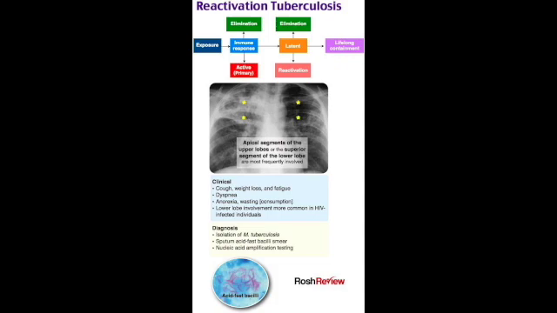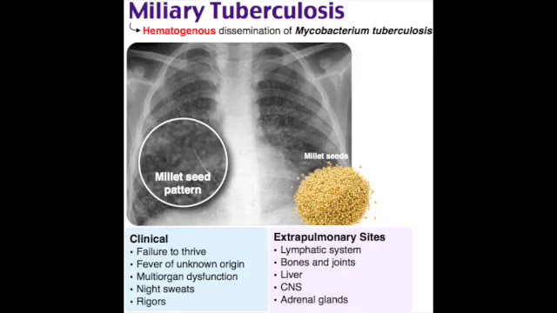Again, just to run through some of the findings in TB, we have the classic miliary TB, which is the diffuse millet seed appearance, infiltrates in the lung fields. The classic primary is the lower lobe consolidation. And the classic reactivation is infiltrates and cavitation in the upper lobes.